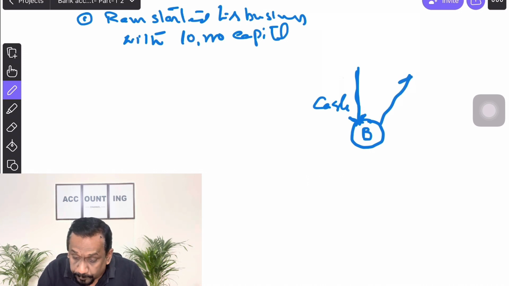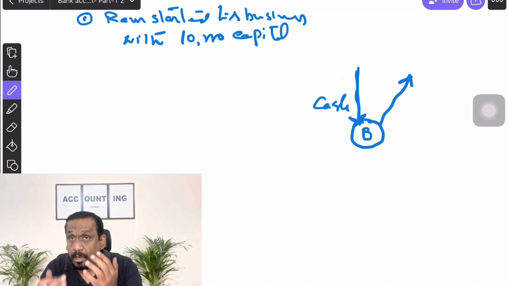What goes out from the business? Next question. What is the first question? What comes into the business? Cash. Next immediate question. What goes out of the business? When Ram is bringing cash into the business, nothing goes out.